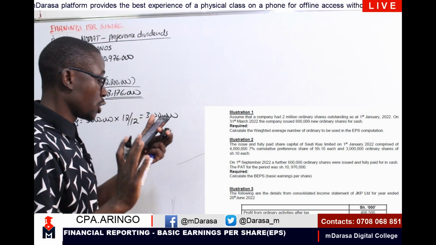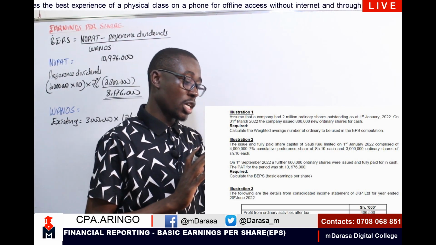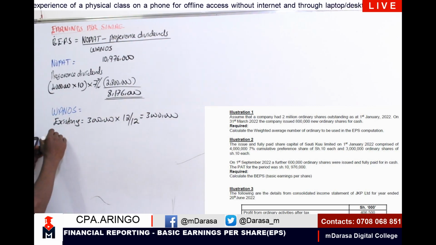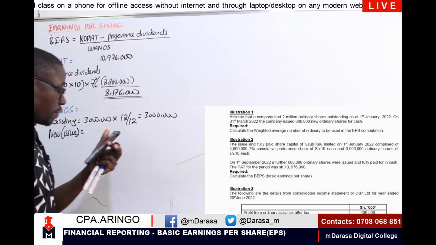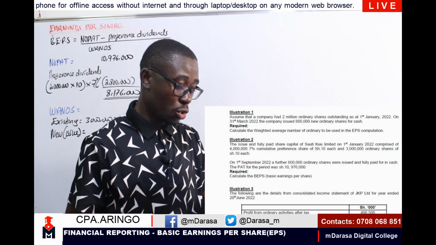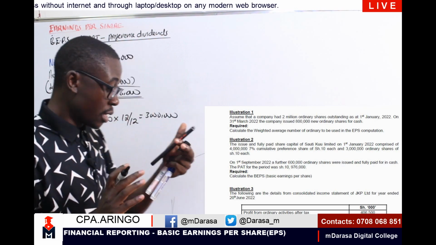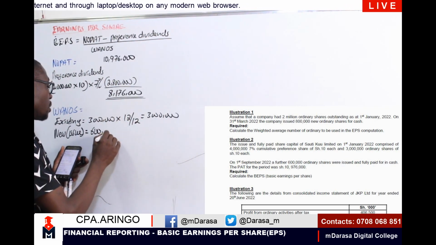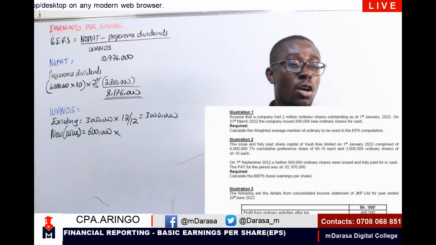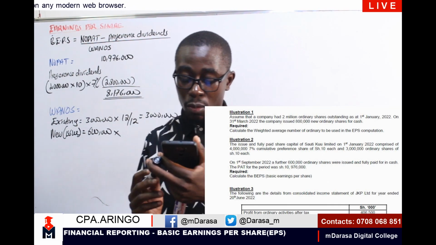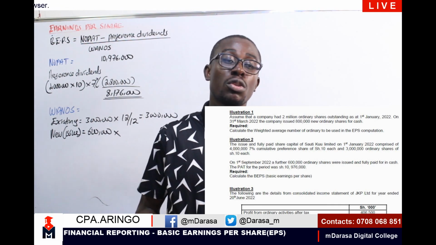Then there are ordinary shares that we added. On 1st September 2022, a further 600,000 ordinary shares were issued. So we issued 600,000, but we weigh them on a time factor. When were we issuing these shares? We are issuing them on 1st September.